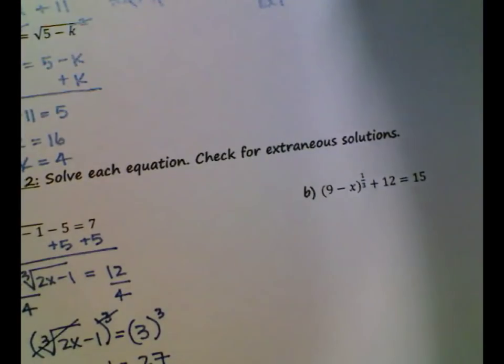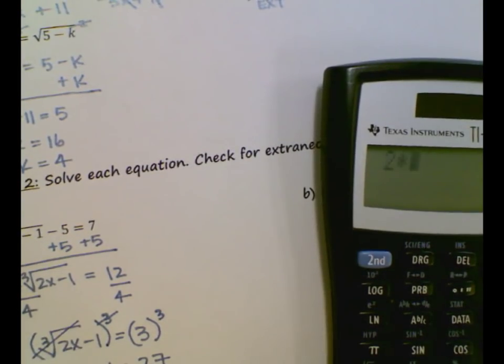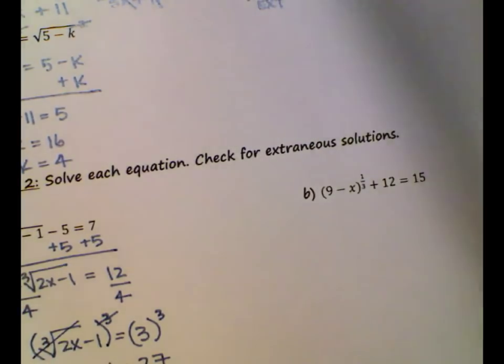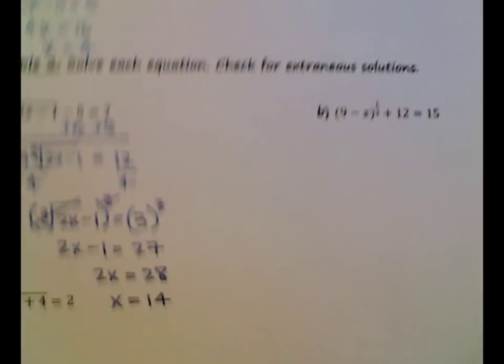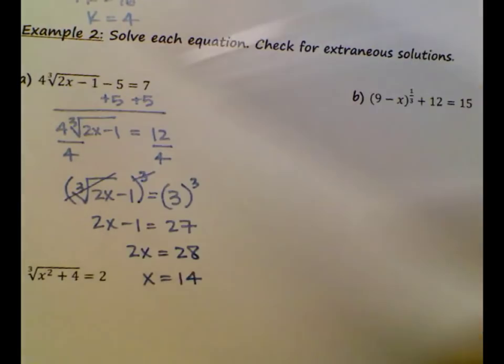Now I'm going to take that 14 and plug it back into the equation. So 2 times 14 minus 1. Cube root of 27 is 3, so 3 times 4 minus 5 is 7. So this one's right. No extraneous going on there. Okay, so again, all I did was plug that 14 right back up here for x to see if it worked, and it did.